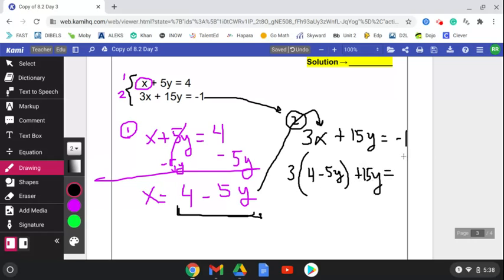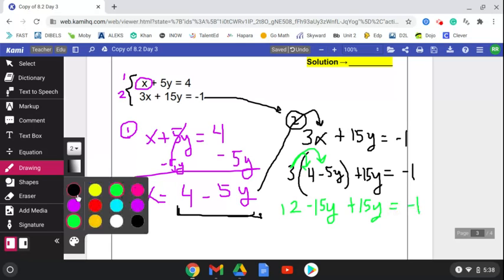Okay, let's distribute to get rid of the parentheses. 3 times 4 is 12. 3 times negative 5y is negative 15y. Bring the plus 15y down. Bring the equal sign down. Bring the negative 1 down. Okay, let's combine like terms.